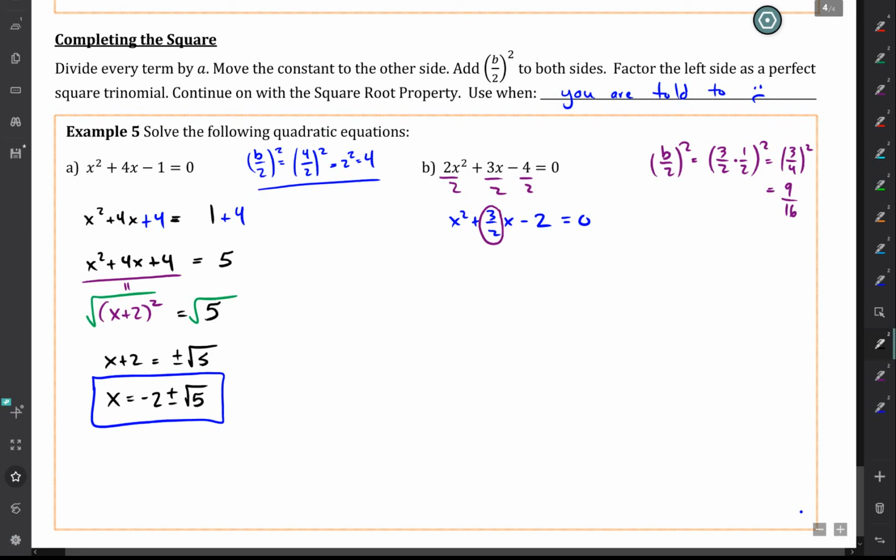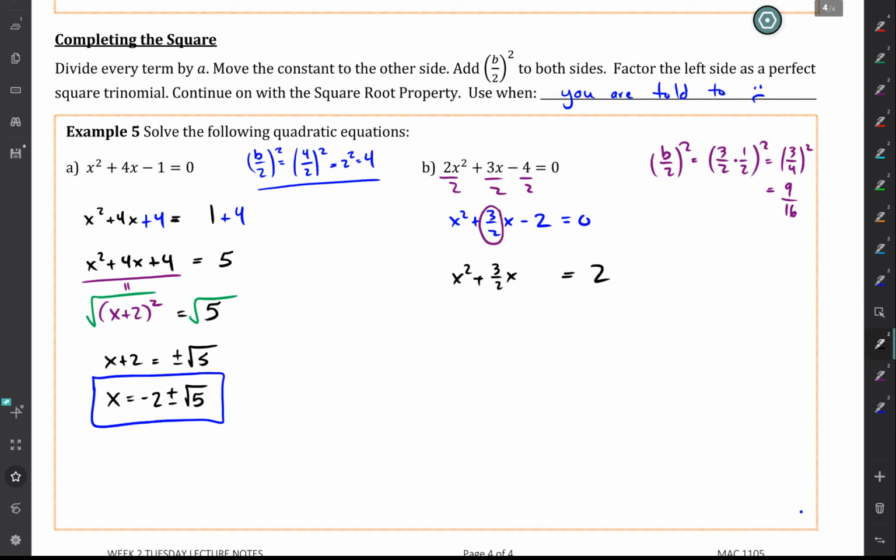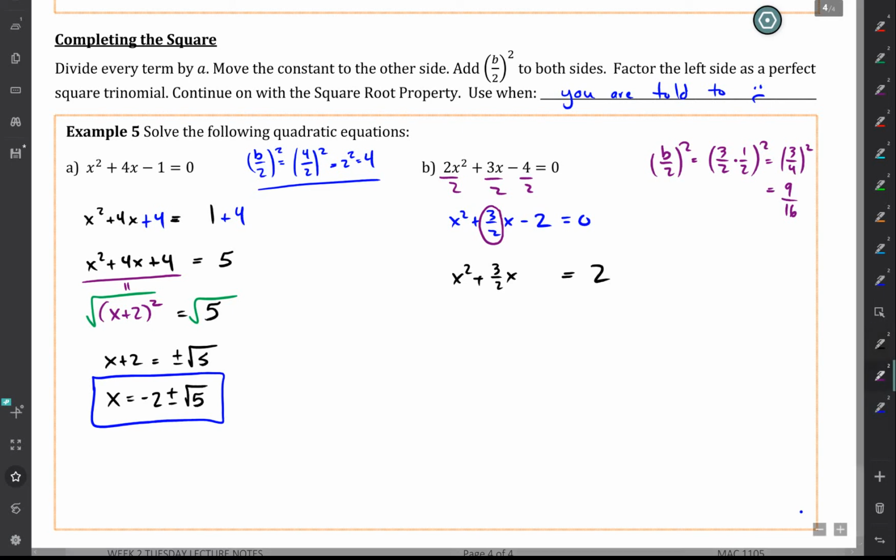And so what you're told to do in this process is to move the constant over to the other side by adding, adding negative 2, or adding 2 to both sides. And now we're going to add 9/16 to both sides to make the left-hand side a perfect square.